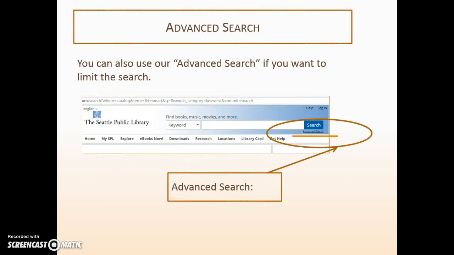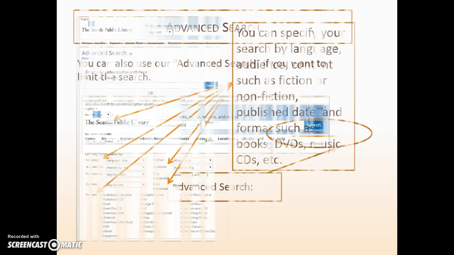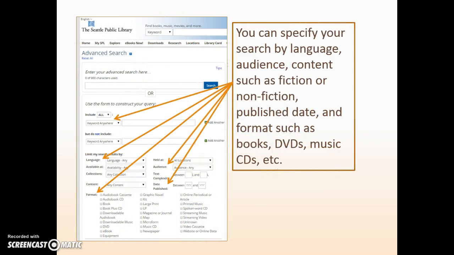Let's move on to advanced search. When you move to our catalog page, you will see a tiny section that says Advanced Search right under the blue search button. Let's click that. Then the screen takes you to the page where you can specify your search by language, audience, content such as fiction or non-fiction, published date, and format such as books, DVDs, music, CDs, etc.